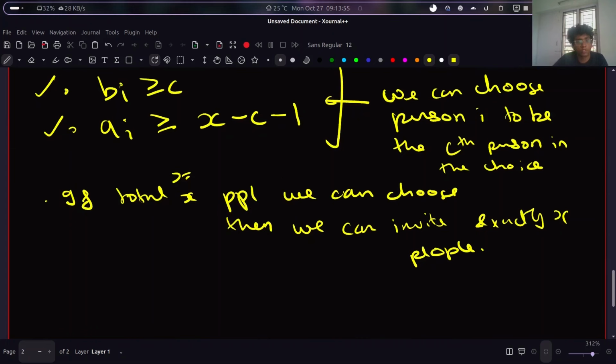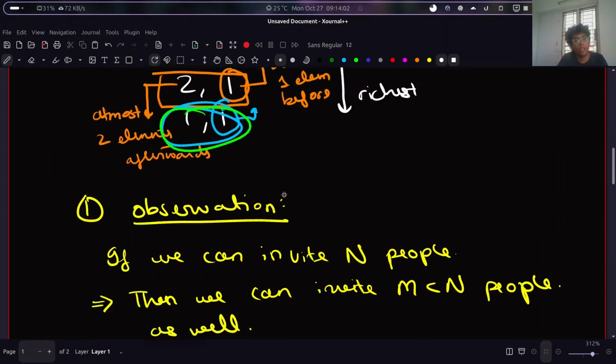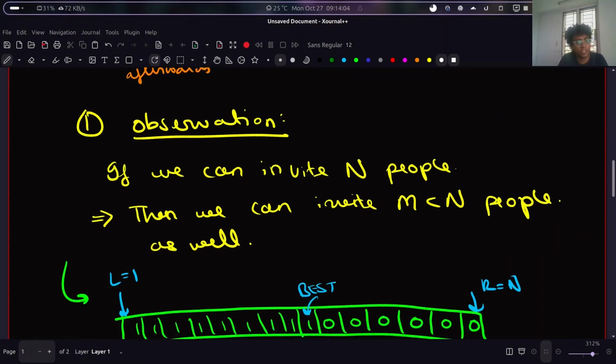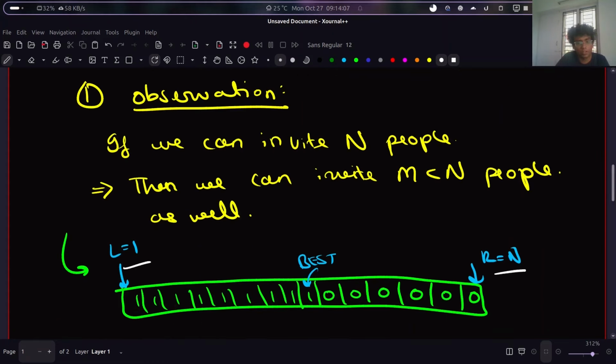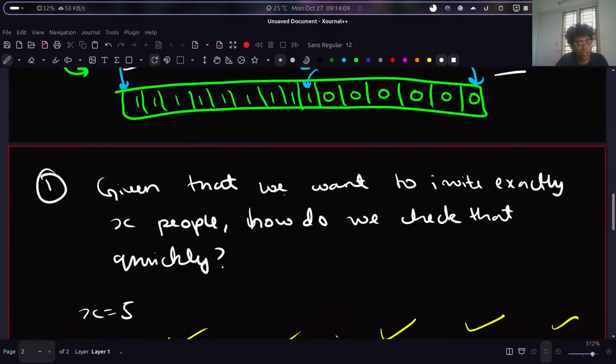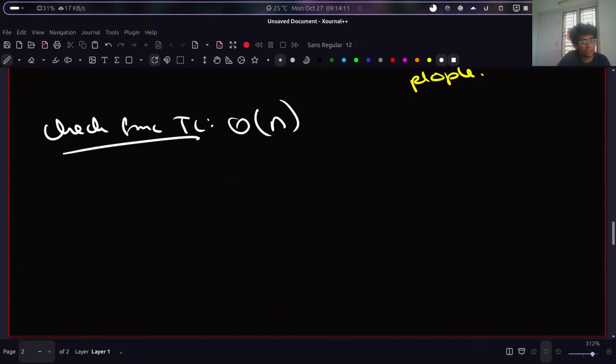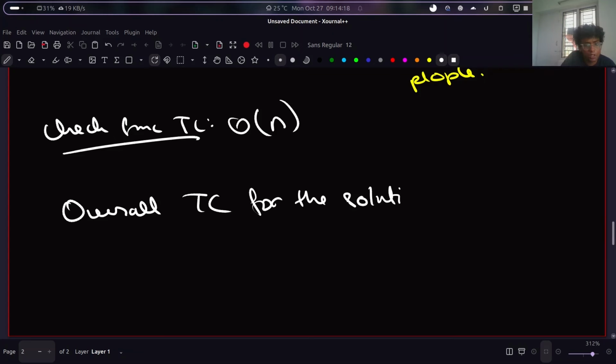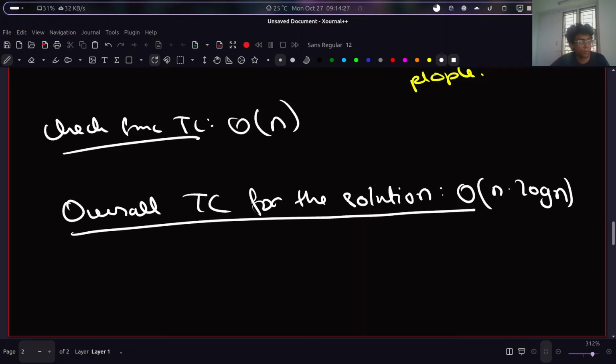So the time complexity for the check function is simply big O of n. And if we binary search in the range L equals 1, R equals n, then the total search space is also size n. So the overall time complexity for this solution will be big O of check function times log of search space, big O of n times log n. Right? So that's the overall time complexity for the solution.